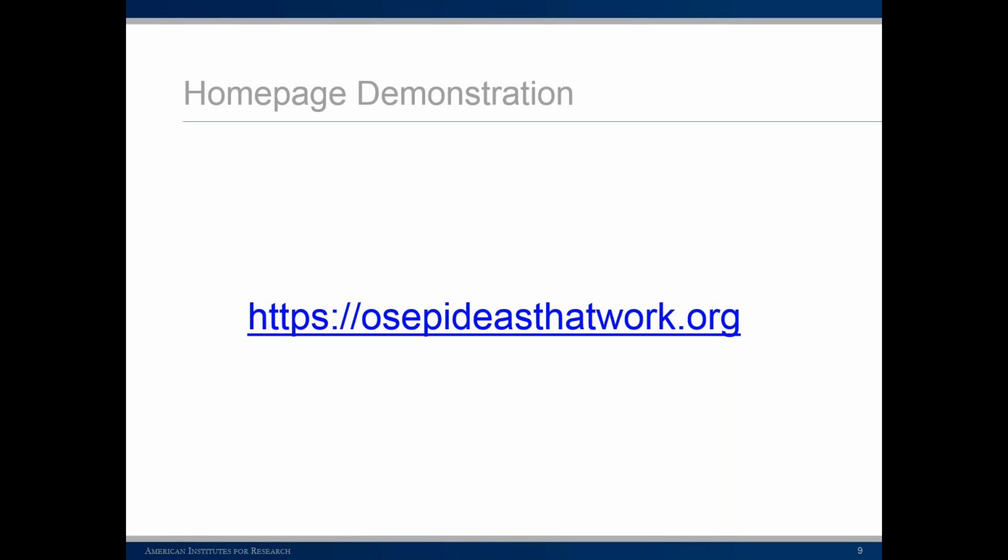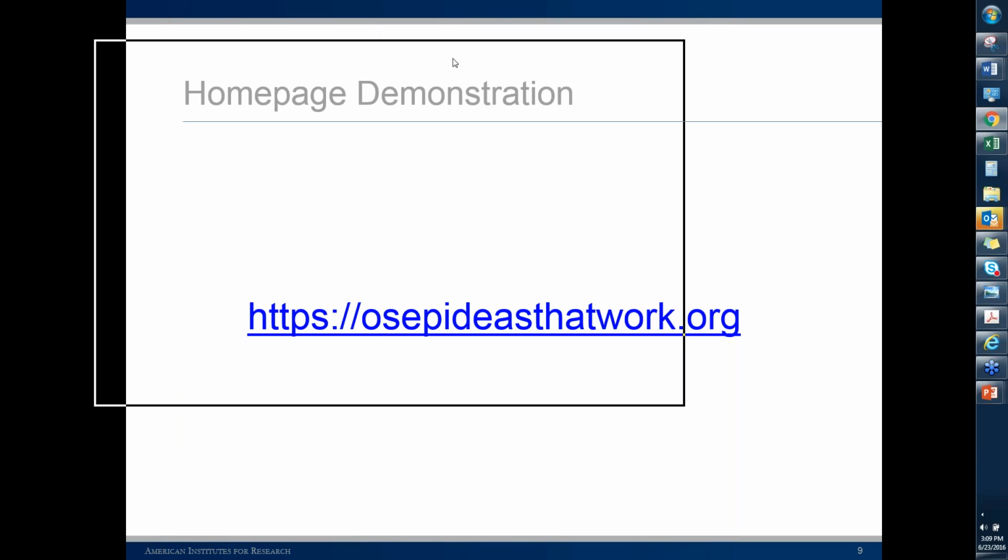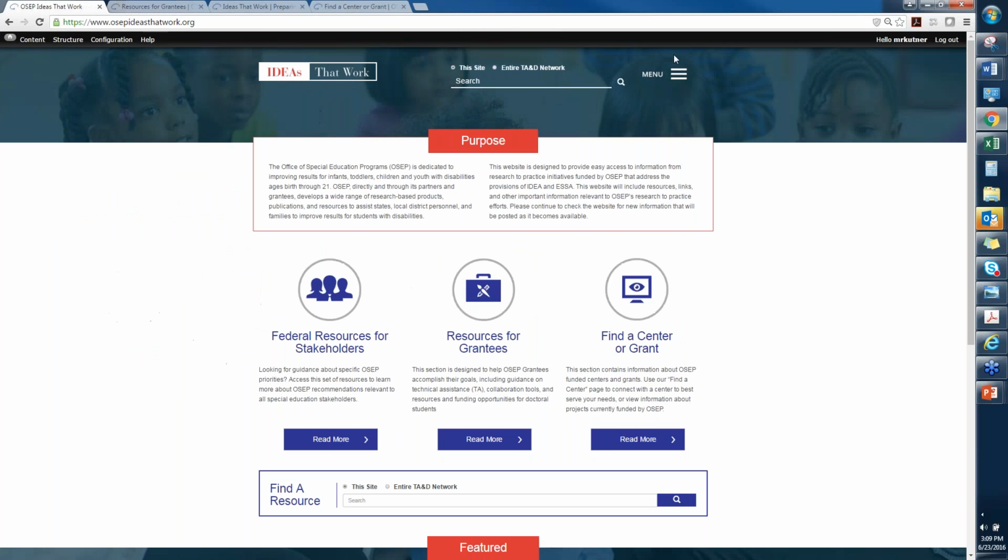Okay, so now we are going to just show real quickly the homepage of OSEP Ideas That Work, so you have a little bit of an idea of the general layout and navigation tools. There are a few things I wanted to highlight here. First of all, as you can see, we have the 3 different portals that I was talking about before, highlighted in the middle of the page. So when you come to the site, you first of all can navigate directly into the subsection that you find relevant to your needs.